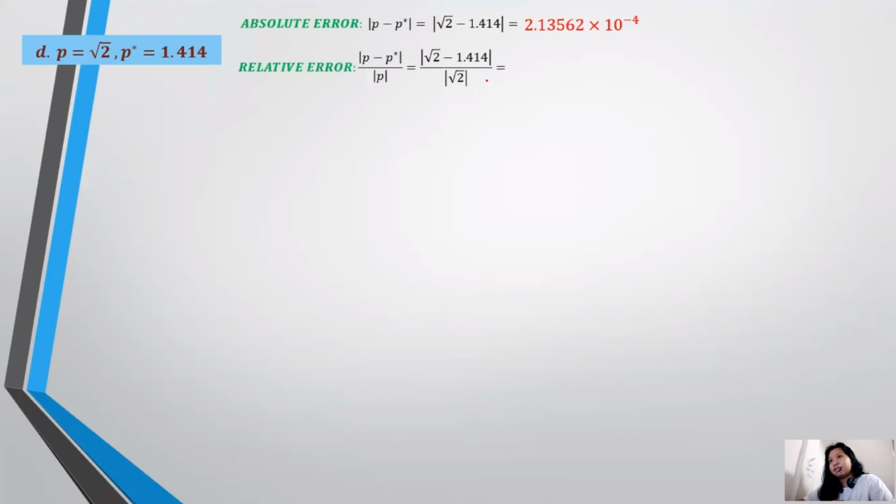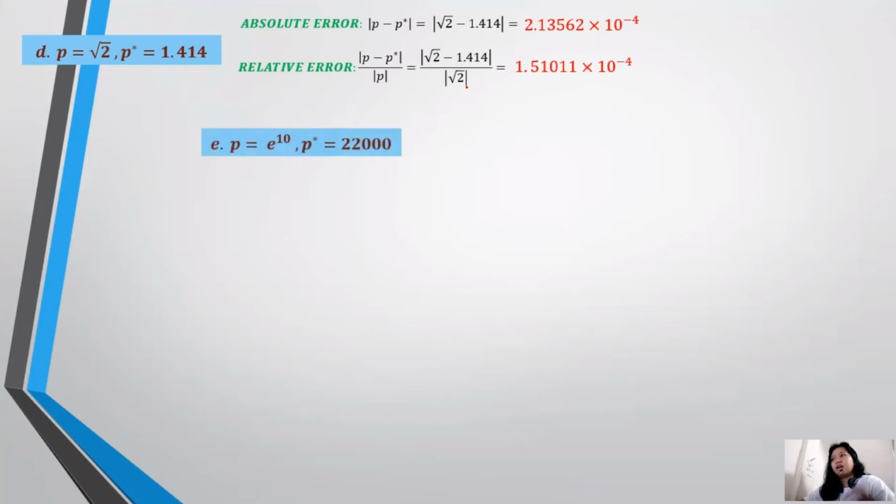So next is the relative error. The formula is the absolute value of P minus P to the power of asterisk, all over the absolute value of P. So that equals the absolute value of square root of 2 minus 1.414, all over the square root of 2. So we have 1.51011 times 10 to the power of negative 4.